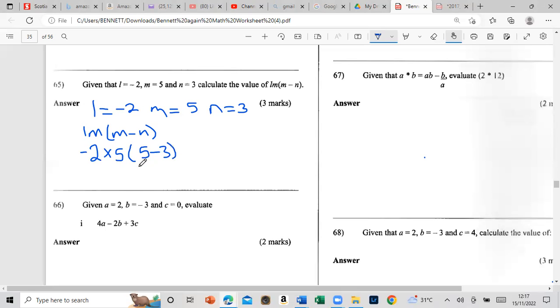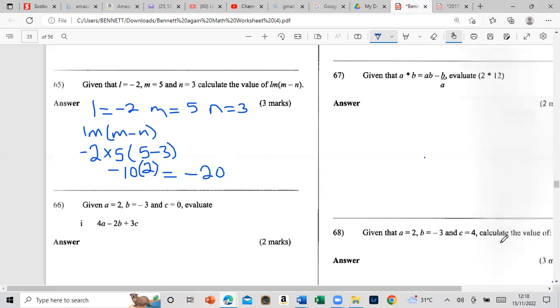So let's write the bracket first. 5 minus 3 is 2. 2 times 5, that's -10. And the bracket means multiply, so -10 times 2 will give us -20. So remember, positive times a negative, that's negative.